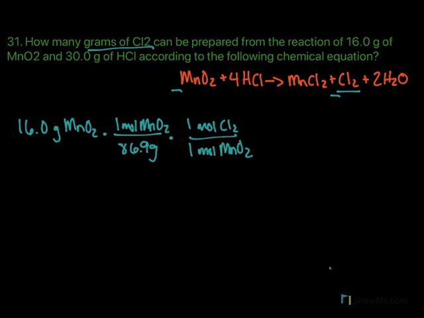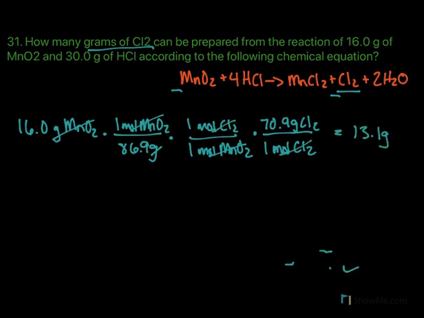And now we've got moles of chloride, right? So we've gotten rid of grams here, we've gotten rid of these moles, and now we're at moles of chloride, but we want grams of chloride. So now we're going to have to use the molar mass of chloride. So 1 mole of Cl2 is 70.9 grams of Cl2. So that's 2 times 35.45 from the periodic table. And that will give us 13.1 grams of Cl2.